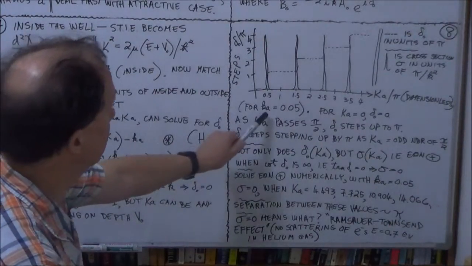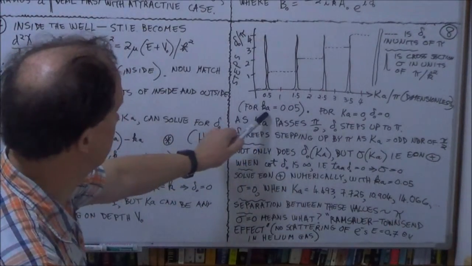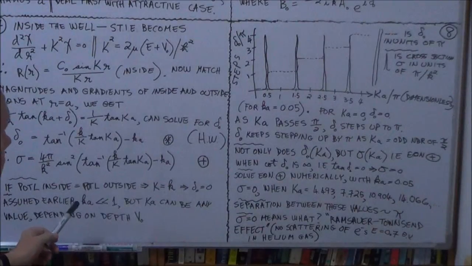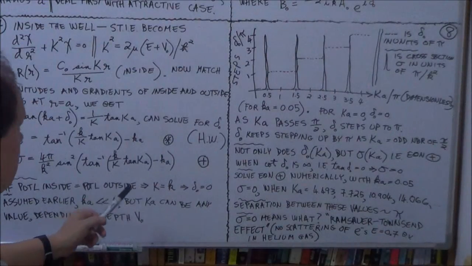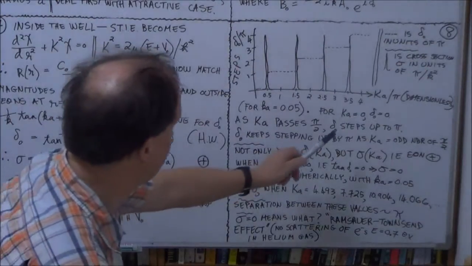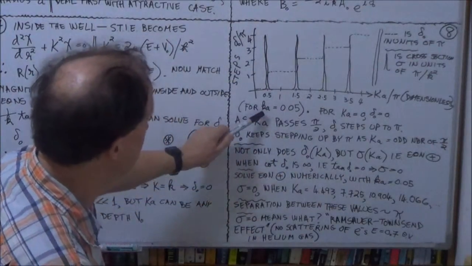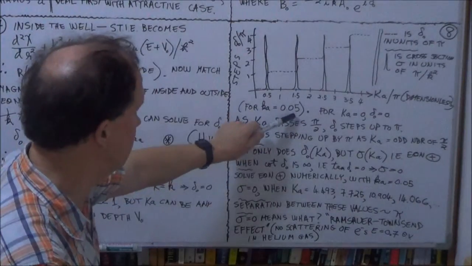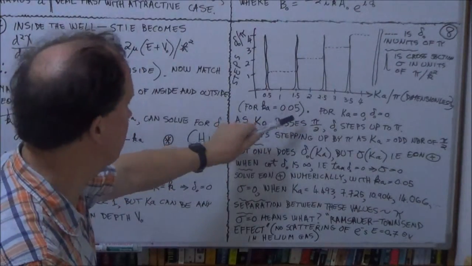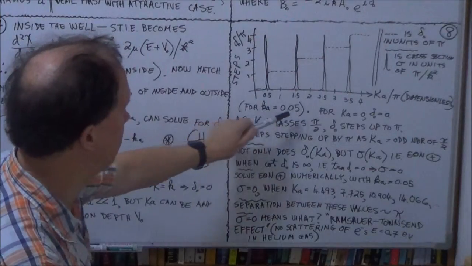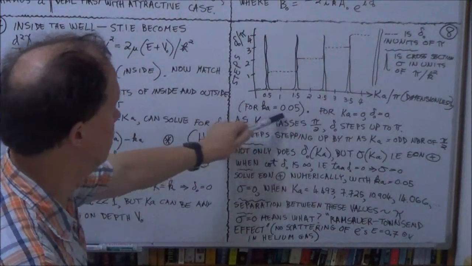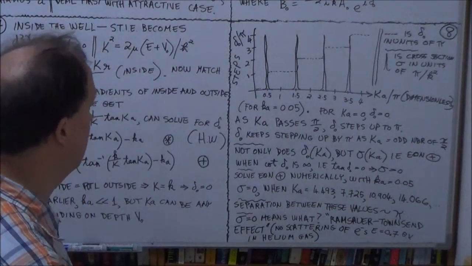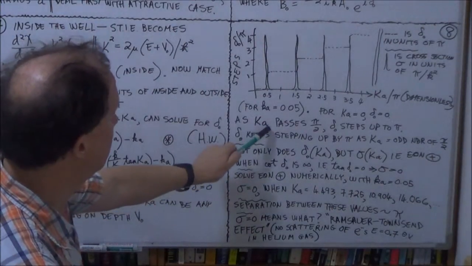So if little Ka, we plug in a certain value, if we choose a value here, this is pretty small. It's 20 times smaller than 1. So let's say little Ka is this particular value, 0.05. All right.